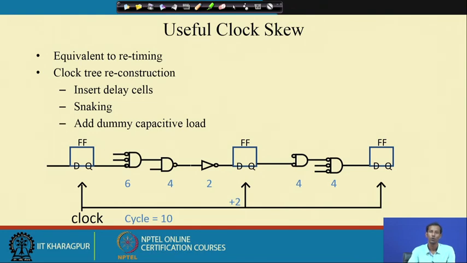So, this is the end of timing closure. I keep telling you that this is not the end of it. There is more on this, but it is not possible for everything to be covered in this particular course. If you are more interested, then please let me know.